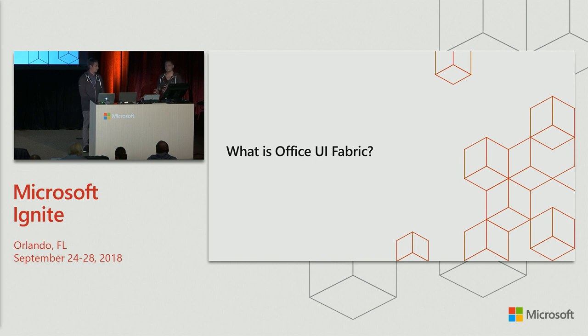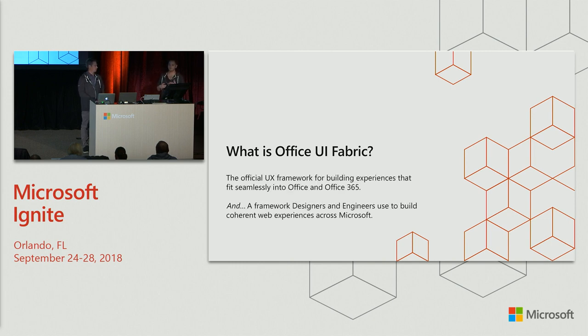Those of you who raised your hand earlier probably already know the answer to this question, but for those who haven't, Office UI Fabric is what we call the official UX framework for building experiences that fit seamlessly into Office, Office 365, and increasingly in Microsoft applications across the company. But what you might not know is that internally, it's also a framework that designers and engineers use to build coherent web experiences across Microsoft. This is actually the stuff that we use to build web products like OneDrive, SharePoint, Outlook, and more.